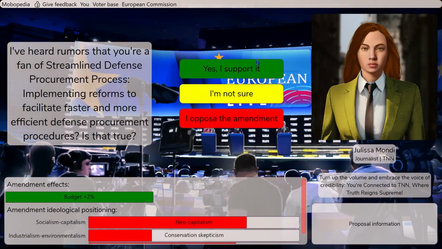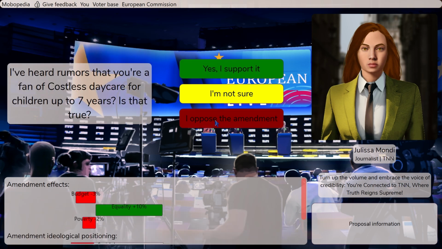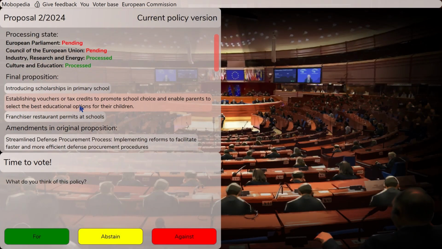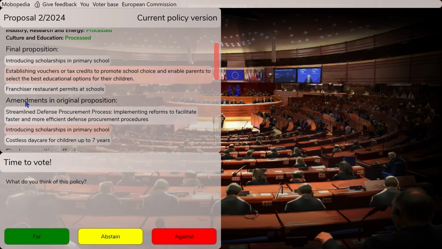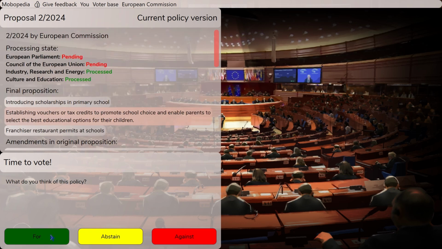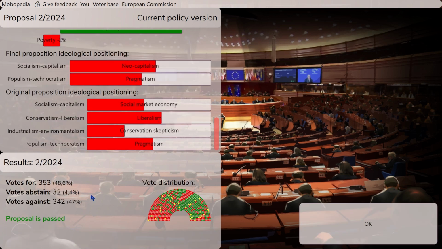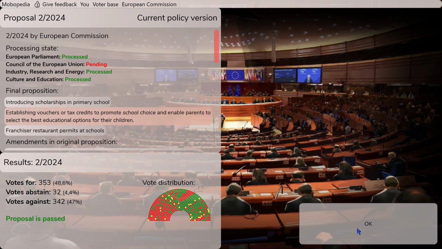Okay. Now we are back in the new studio. Let's say that I vote for this stuff. Let's say that I oppose this stuff. Let's say that I oppose this stuff too. I oppose the whole bill. And now this came to the parliament floor, so these committees didn't actually make... Yes, they took away the streamlined defense procurement process. Okay, they actually changed everything except for introducing scholarships in primary school. Okay, so let's say that I vote against this. It got passed, but not with such a great margin, so it might actually fail in the council.